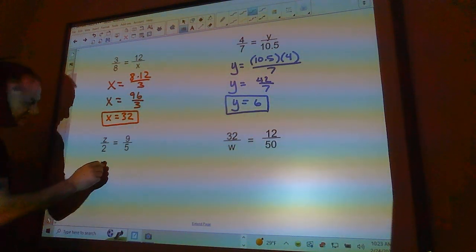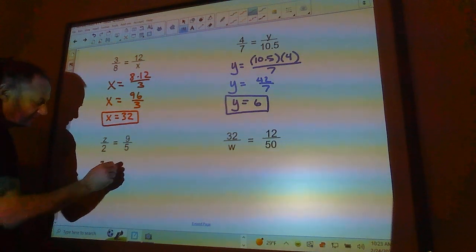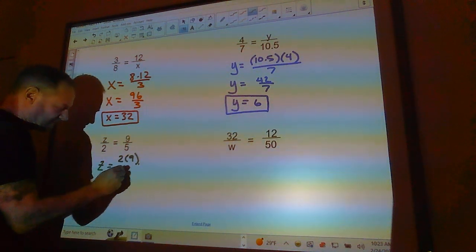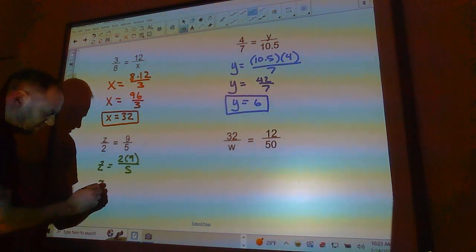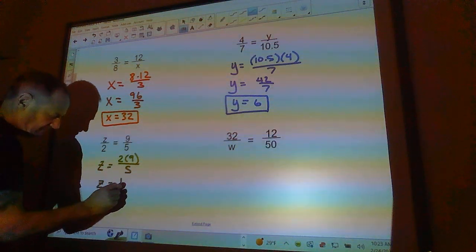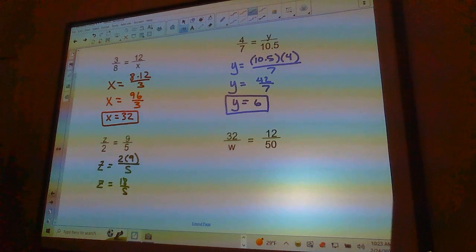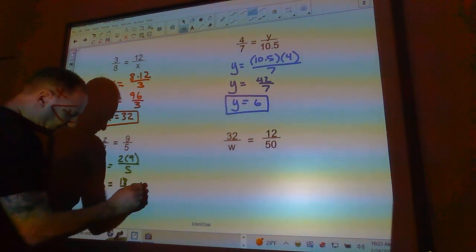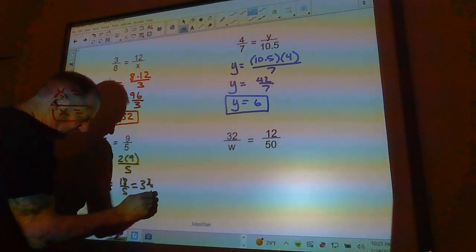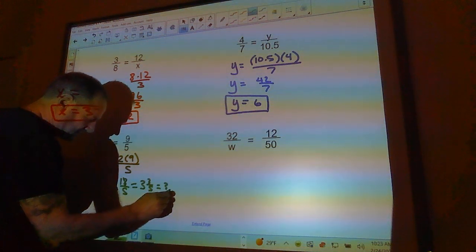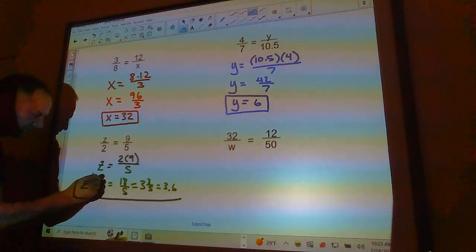Down here, z is going to equal 2 times 9 divided by 5, which is 18/5. We'll probably just leave it like that. You could write it as 3 3/5 if you like, or 3.6. Any one of those will do.